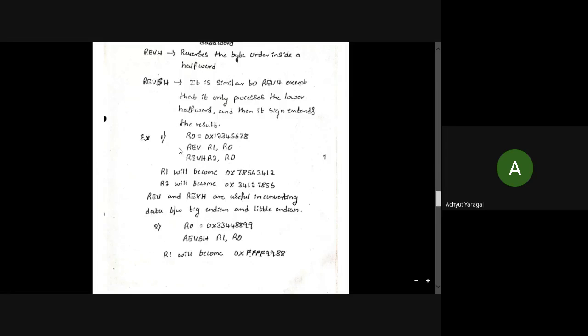Okay, next one is REVSH here. S stands for, I think you people have come across, S stands for signed here. Signed half word here. It is similar to REVH, the previous one, except that it only processes the lower half word. Remember, in the lower half word there is a reverse here, and then whatever might be the lower half word MSB, that same will be continued here. Then it sign extends the result here. Okay. Now let us get on to the example here.